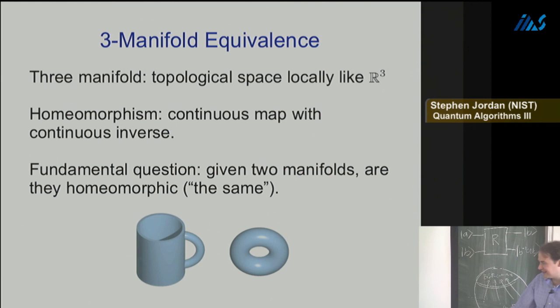So here is a classic example. We think of the coffee cup as being equivalent to the donut because they both have one hole in them. Now, we're not thinking of these as surfaces. We're thinking of these as being filled in solidly. With boundary, yeah. So mostly I'll be talking about the case without boundary. But I didn't have any pictures to put on the slide for that.